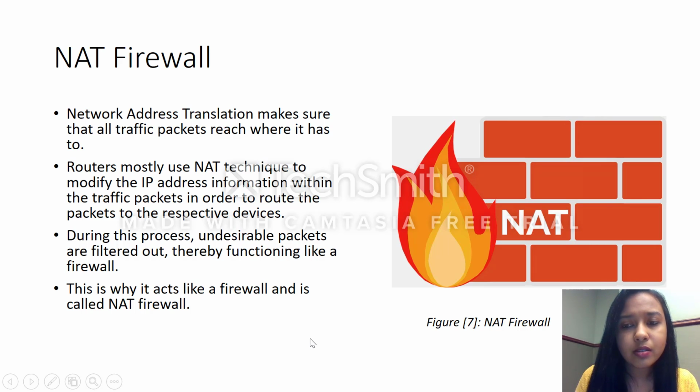So during the process, there might be undesirable packets that are filtered out using this technique, and hence it functions like a firewall, and such kinds of firewalls are called a NAT firewall or a Network Address Translation firewall.